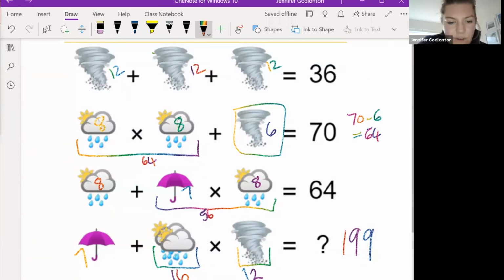No, there's no 3. This is an 8. That's an 8, and that's an 8. Did anyone manage to get to the 199? Did anyone get close? Did you get to the umbrella? Did you get to the rain cloud? How did this go? No, we didn't get close.